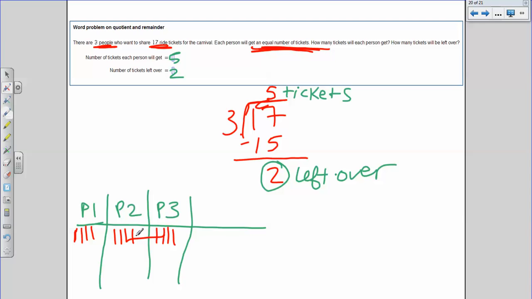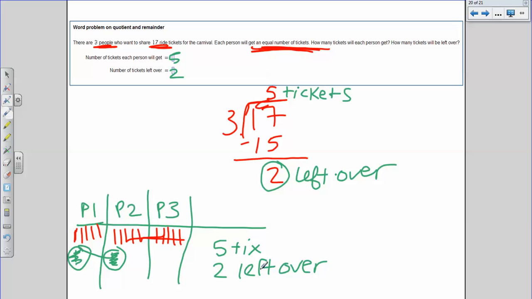So what am I up to now? I'm up to 12, 13, 14, 15. Now if I try to do, I'll do it in a different color, if I try to do 16 and 17, then person 3 doesn't get any. So they can't get those. So how many does each person end up with? 1, 2, 3, 4, 5 tickets. And how many were left over? 2 left over. And does that answer look the same that we got up here?